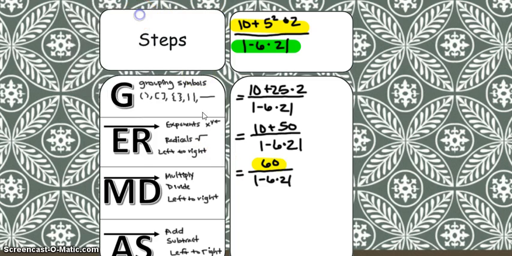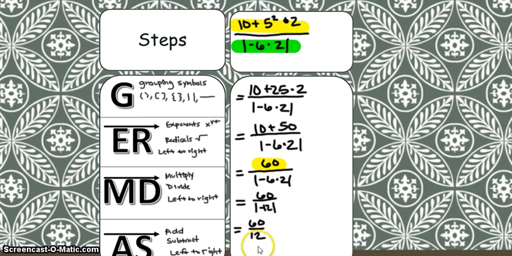Alright, so if we go to the bottom, we have the absolute value of -6 times 2. Yep, there are absolute value signs, but there's an operation inside of it. Okay, so we want to do that operation inside first. So we get 60 over what's the absolute value of -6 times 2 is -12. Okay, what's the absolute value of -12? -12 is 12 spots away from 0.